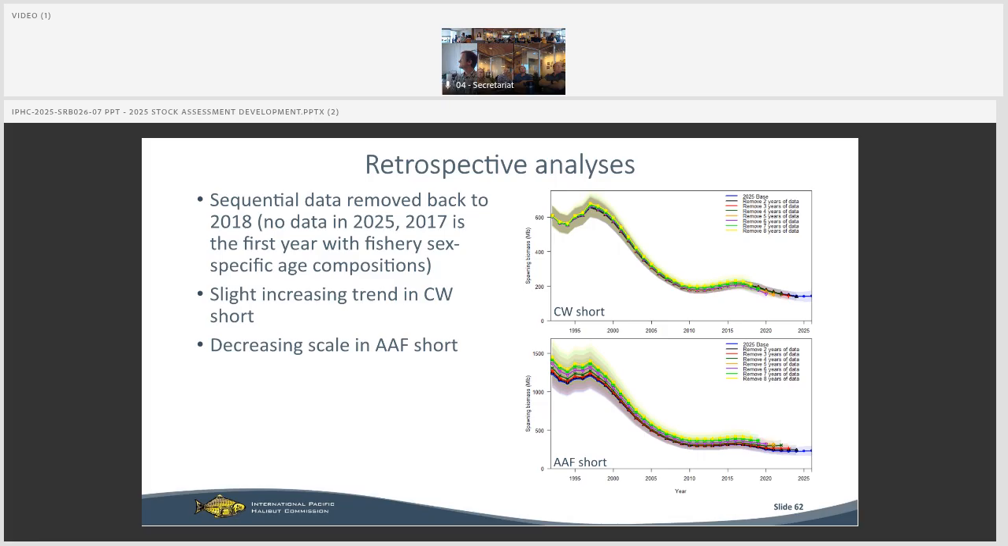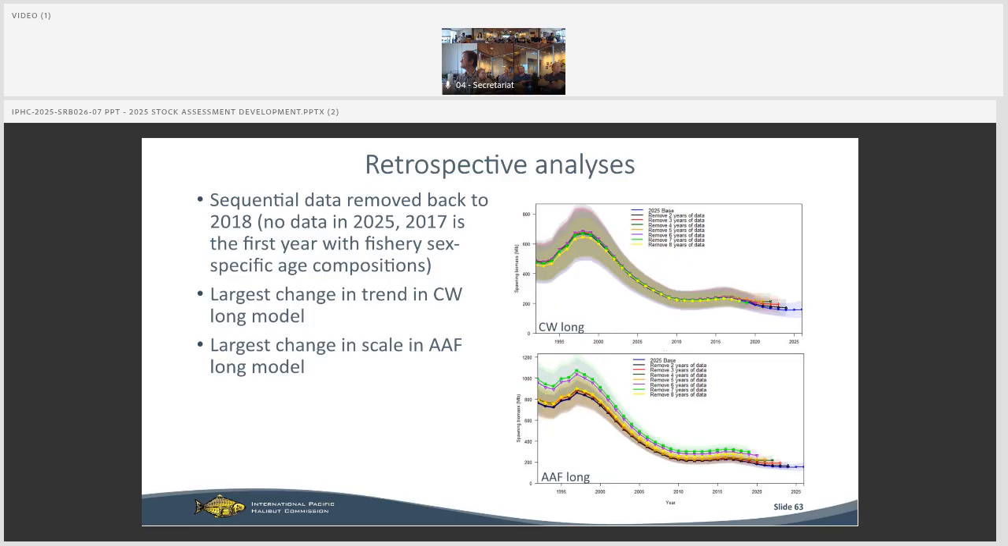They tend to go down slightly, although most of them stay inside the confidence intervals of previous models. The worst patterns are in the long time series models. These are interesting because the coastwide long model seems to be more in terms of trend. Historically, not much changes, but the trend changes a little bit here at the end. And in the areas as fleets long model, the trend is mostly the same, but the scale changes. So we add more data and the scale comes down. So both of these have some patterning there.